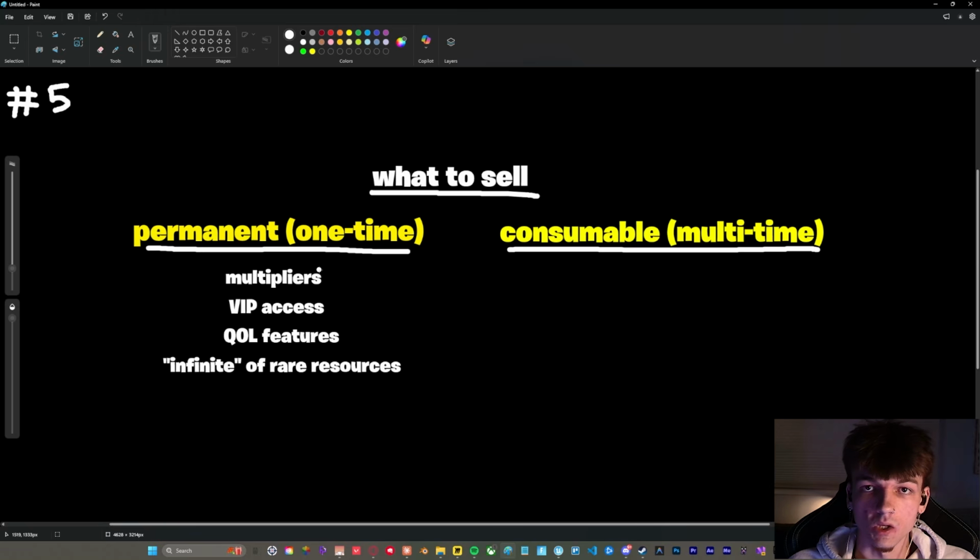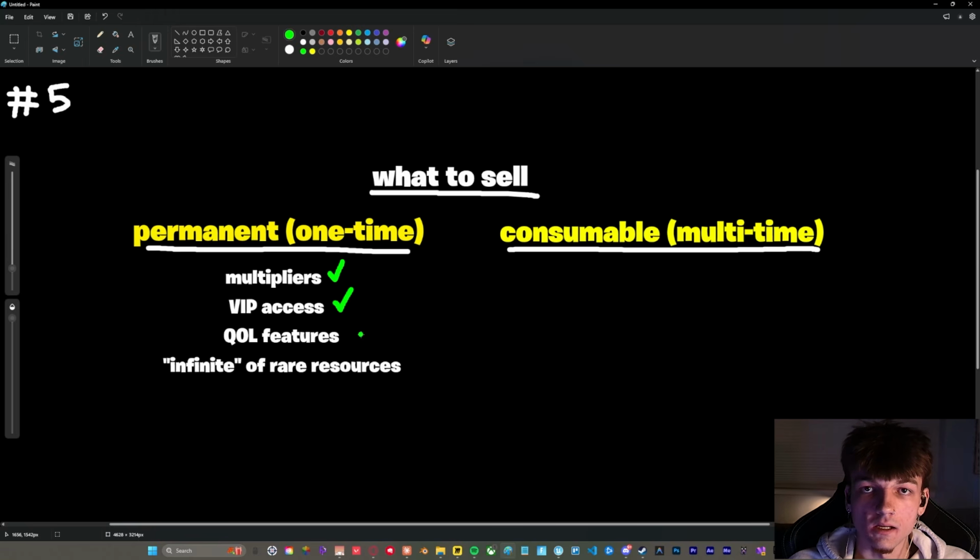Focusing on the permanent products, some examples would be multipliers, like 2x gold, 2x run speed, 2x progress, or any kind of value that you can multiply. Some other ones are like VIP access. If there's an exclusive part of your island that only certain people are allowed to go, you could sell a VIP pass, or you could sell some kind of premium version of your island.